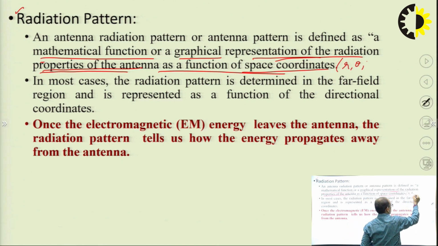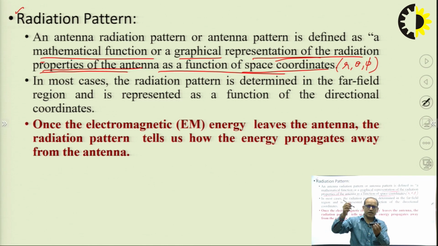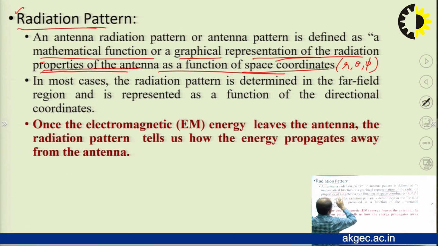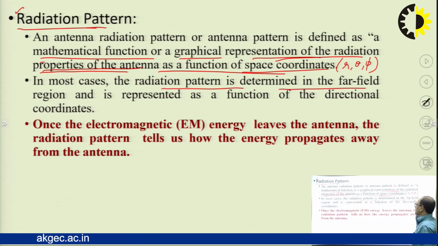R, theta, phi. Means at this direction there is some location of coordinates, R can be 5, theta can be 80 degrees, phi can be 90 degrees, 170 degrees. Clear? So at this point there is some R, theta, phi, and we ask how much radiation will be produced at this point, and at that point. So the radiation pattern gives the graphical representation of the radiation properties of the antenna as a function of the space coordinate system. In most cases the radiation pattern is determined in the far field region.